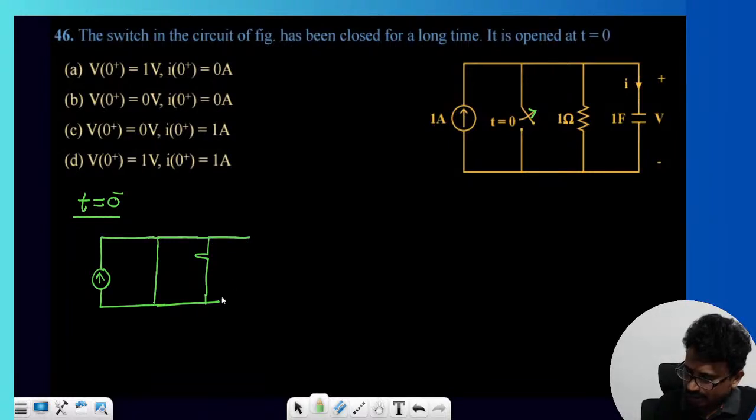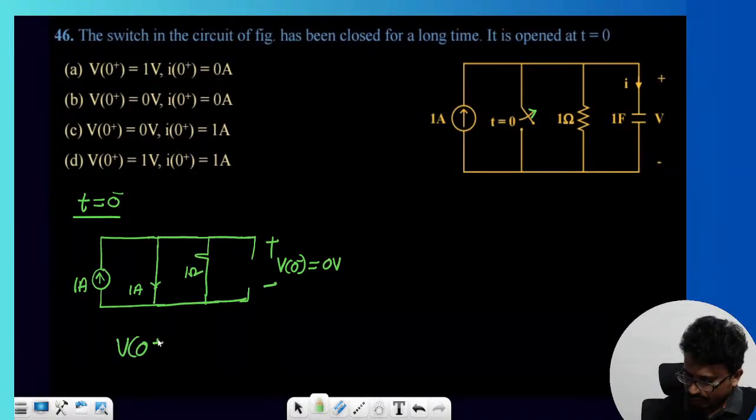And the capacitor, it should be steady state. So then this is 1 ampere, and this complete 1 ampere current will go in this path. This is 1 ohm. Then how much is this voltage, you tell me now, V of 0 minus, which is equal to 0 volt, that is V of 0 plus, and which is also equal to 0 only.